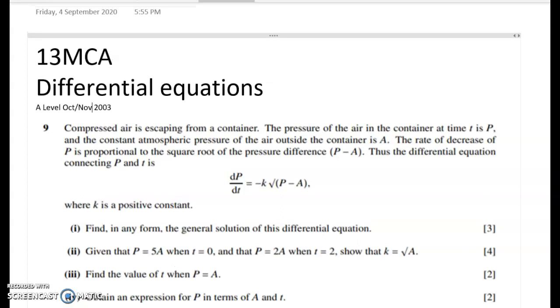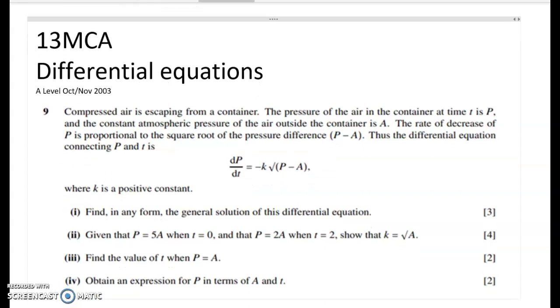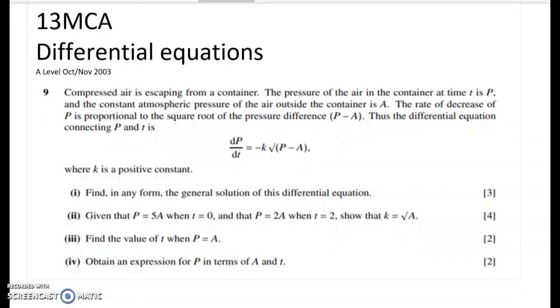Kia ora, Year 12. This is a differential equations question from the test that I gave you a week ago. It's also a good one for level 3 integration. So it's a pretty standard question, only we don't have any specific values.